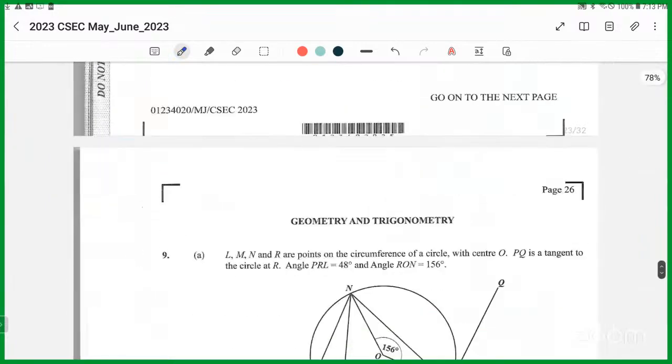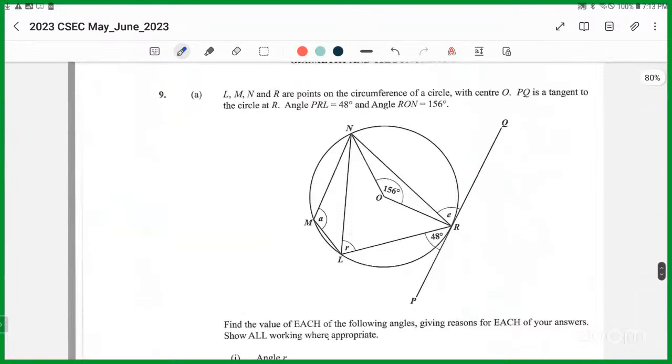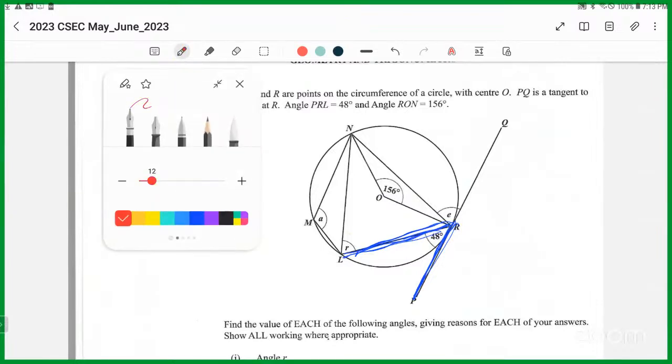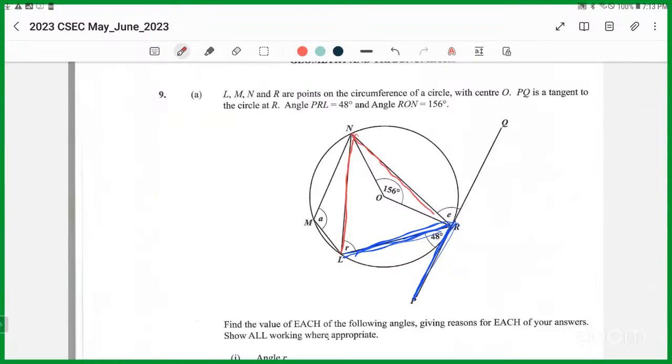Next question. Number 9. P and R are on the circumference. P is tangent to the circle R, angle PRL is 40 degrees right here, and angle RON is 156 right here. That's the angle at the center. That's the angle between a tangent and the chord. That equals the angle subtended by the chord right up here. So I already know that this whole angle is 48 degrees.